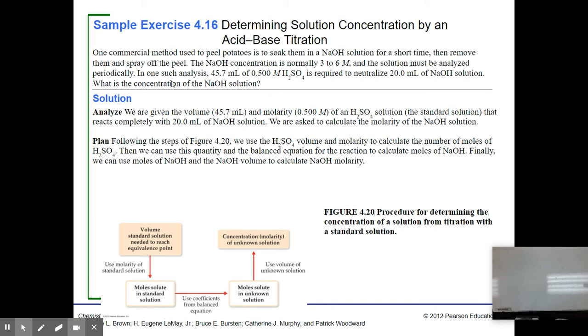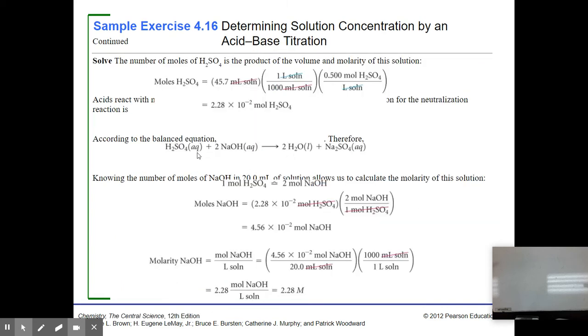And we saw that it required 45.7 milliliters of 0.5 molar H2SO4 to neutralize 20 milliliters of sodium hydroxide solution. What is the concentration of the sodium hydroxide solution? Well, again, they kind of go one step before you get to the balanced chemical equation, but I always encourage you to do the balanced chemical equation first. Again, it's a neutralization reaction. We're told that. We also know that because we are reacting a strong acid with a strong base, we're going to get a water and a salt.